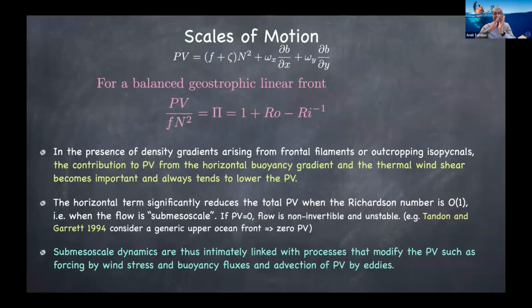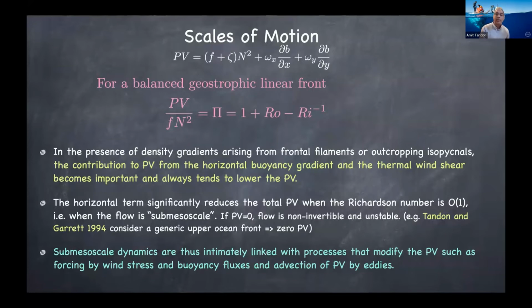So now we have tilted isopycnal surfaces, and the velocity shear in the perpendicular direction balances the horizontal buoyancy gradient. And in this case, we can define the potential vorticity. I'm just dividing by Fn squared to still keep it in terms of Rossby numbers and Richardson numbers. So if we have a perfectly balanced geostrophic linear front, then this quantity, the scaled PV, is 1 plus Rossby number minus 1 over Richardson number.